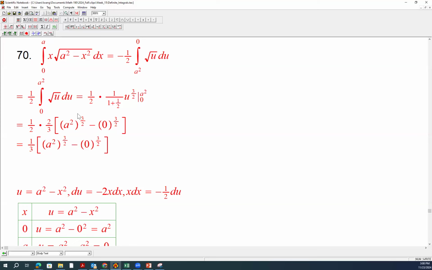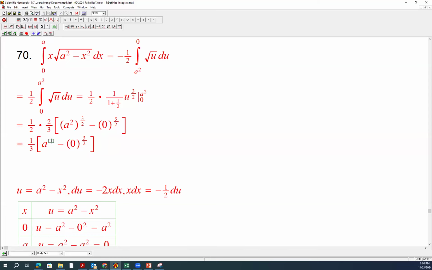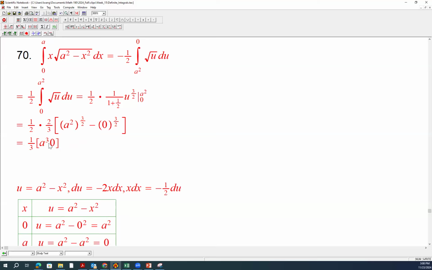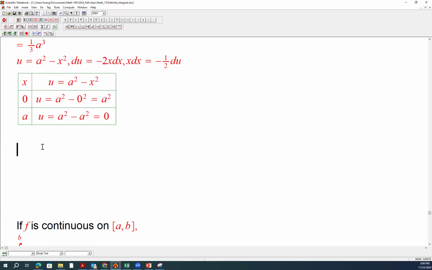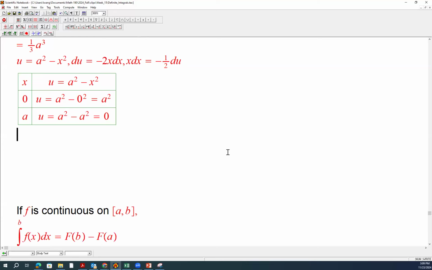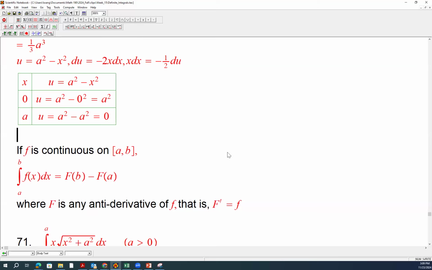1/3. And what does that part equal to? That's a to the power 3, right? Because this power 2 multiplies 3/2, that's a to the power 3. And that part is 0, right? Minus 0. It's gone. Okay, so in the end, that's it. That's the answer. Okay, so I'm not going to show the second way to show work because I think you got it. Okay, you got it.